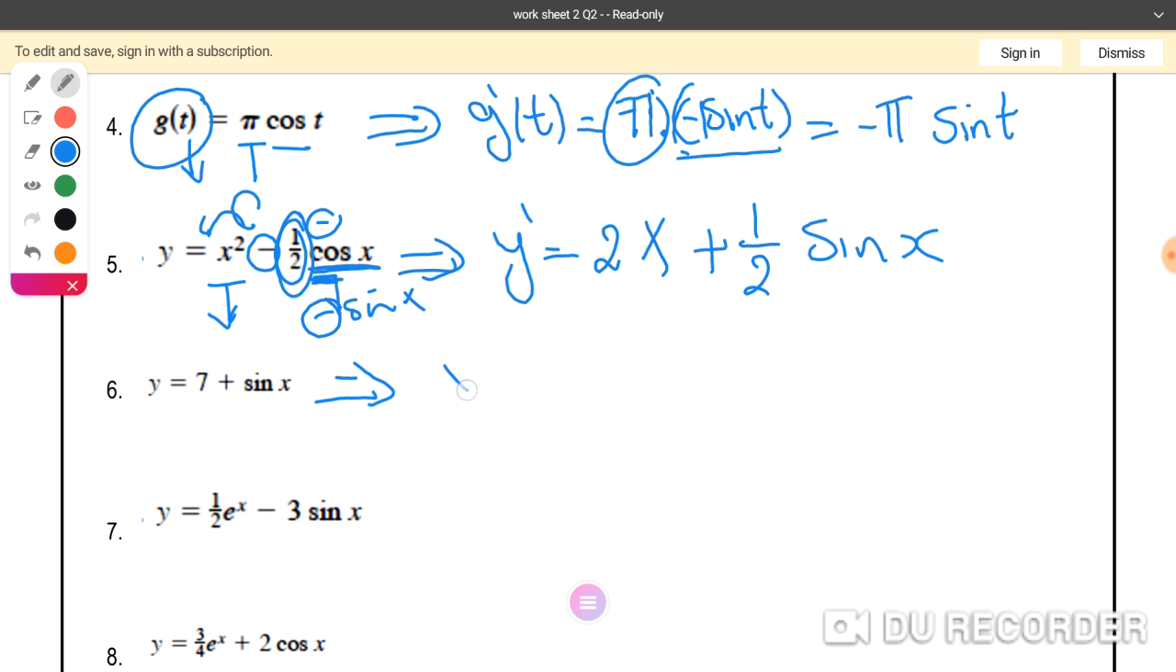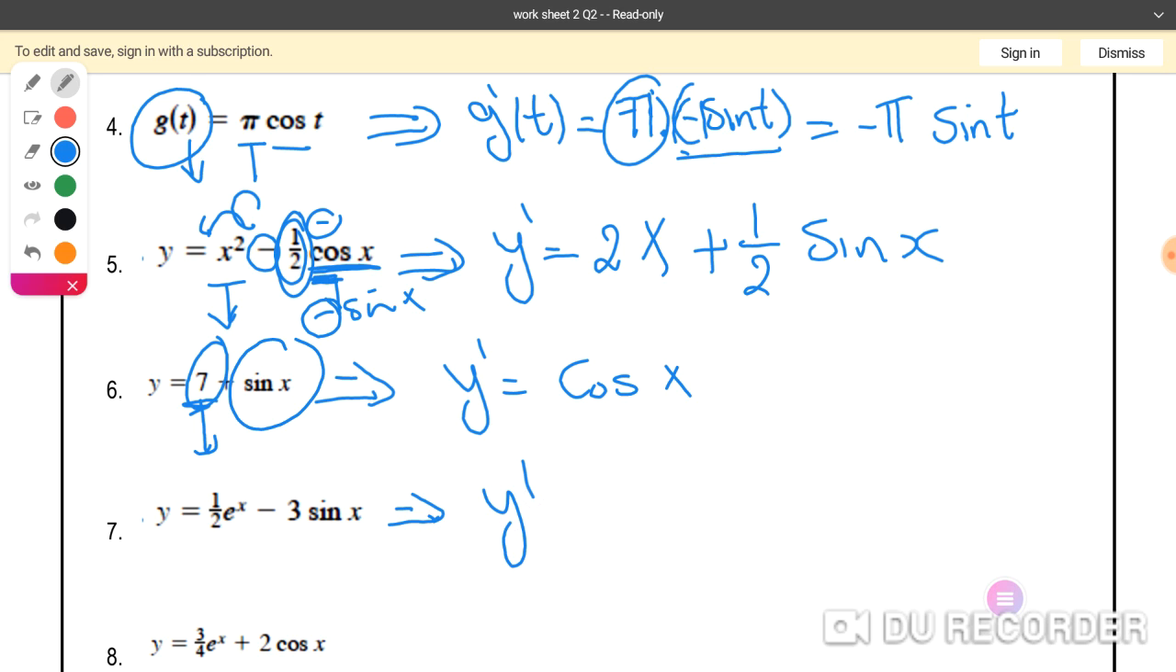Here, what is the derivative of this function? You have to pause the video, solve, or find the answer of all of the questions, then check your answer. It's better for you. What is the derivative of any constant? It will be 0. I don't need to write. Plus, what is the derivative of sine? It will be the derivative of the first, 0, plus the derivative of sine, which is what? Cosine x.